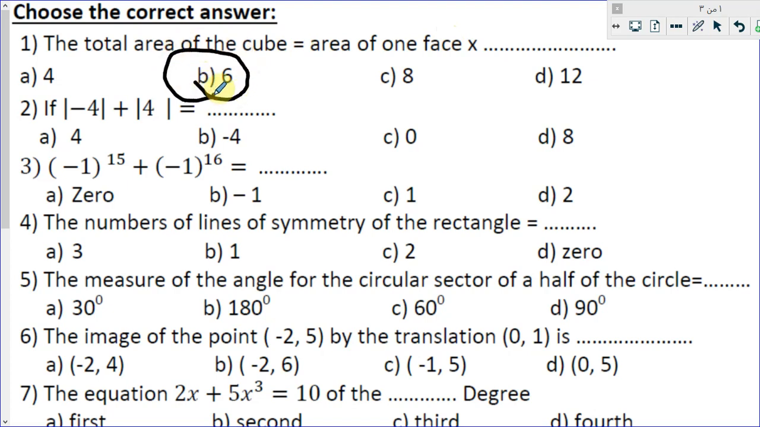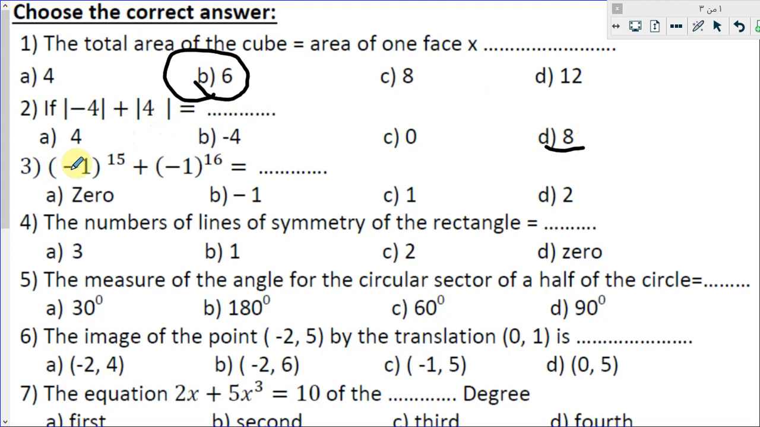Okay. The second one, the absolute value of -4 plus the absolute value of 4. We know that the meaning of absolute value is that the result is the value with a positive sign. So if we have the absolute value of any negative number, the result will be positive, so it will be 4 plus 4, and the result will be 8.